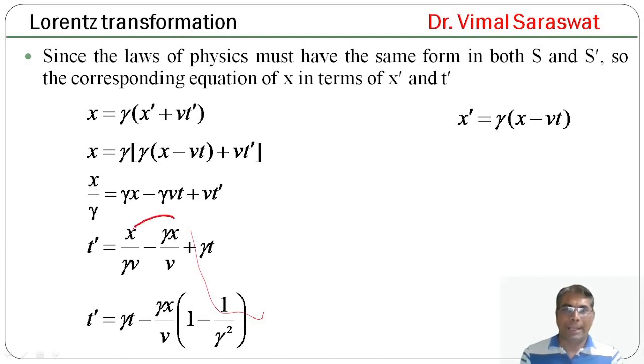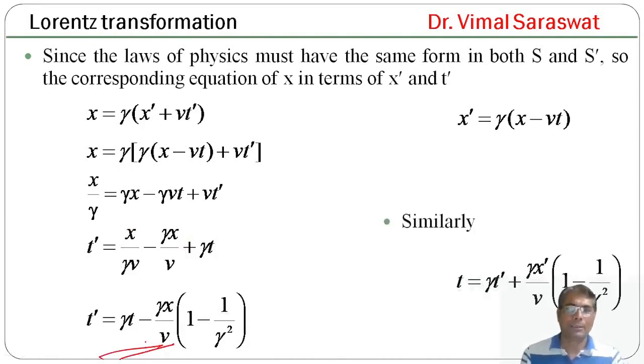Now we take common here minus gamma x upon v. So t dash equal to gamma t minus gamma x upon v into 1 minus 1 upon gamma square. So this is the value of t dash.